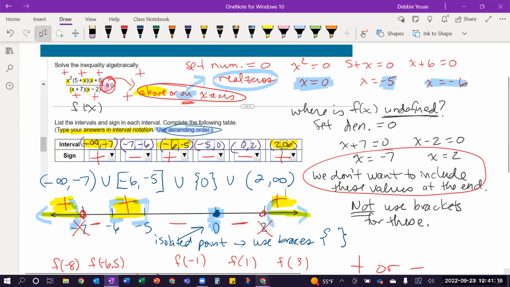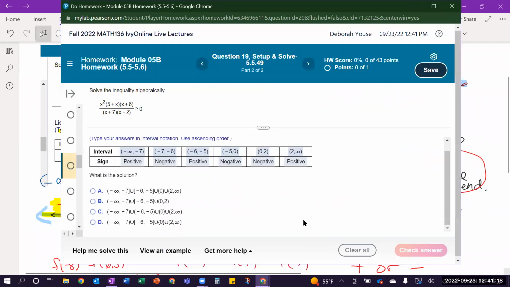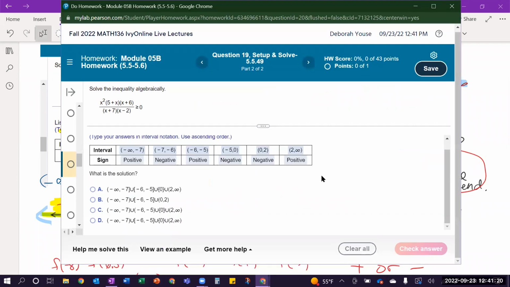So going back to our answers, I see that B does not have an isolated point, so it's not going to be that. A, C, and D have isolated points, so I have to look very closely at the enclosures. So I don't want to include 7, or excuse me, -7, so it's not A. We already said it's not B. So I look at C and D.